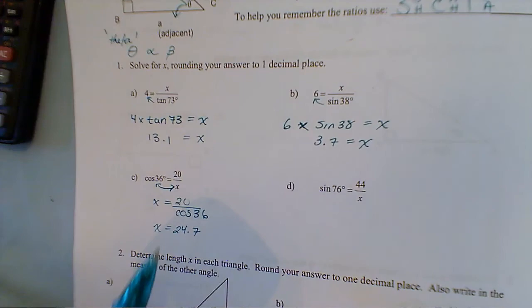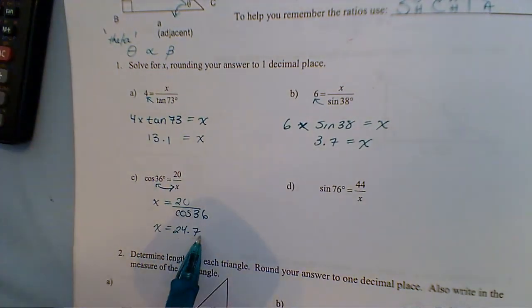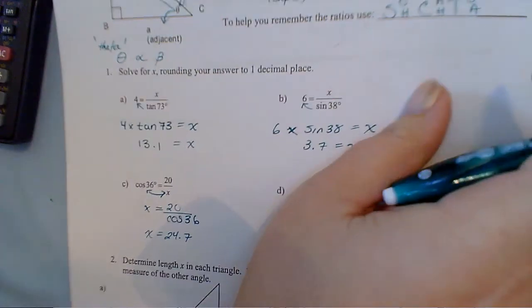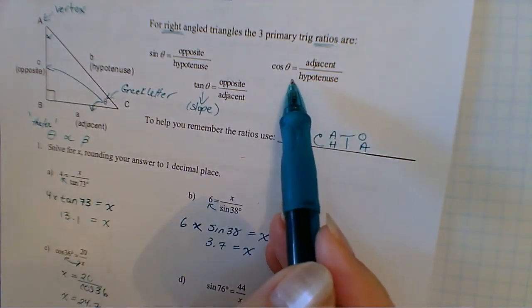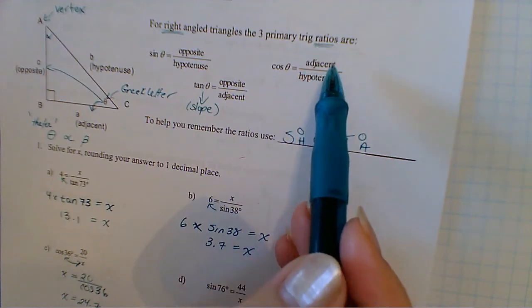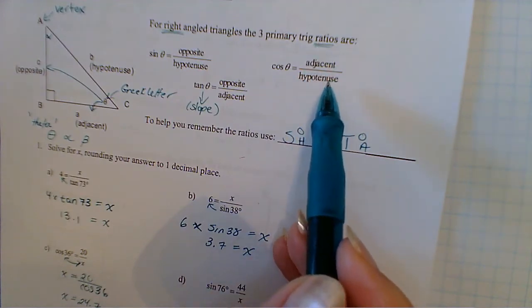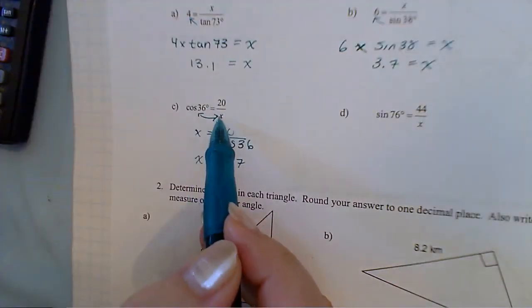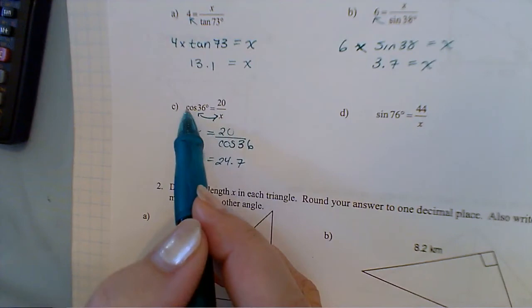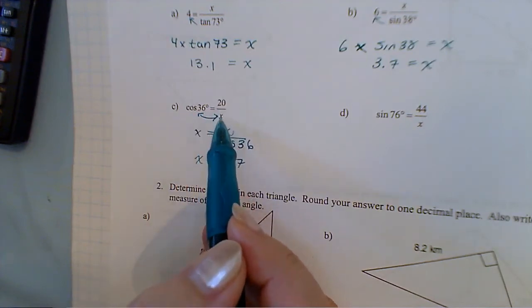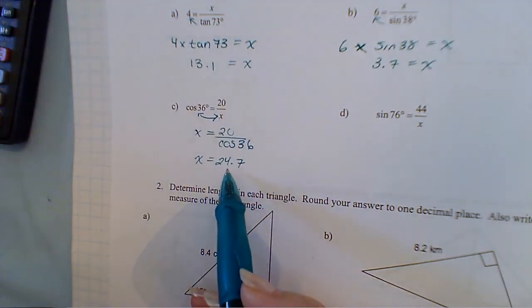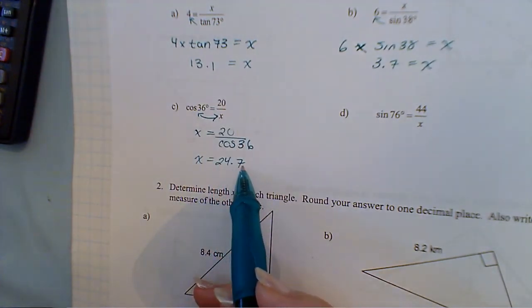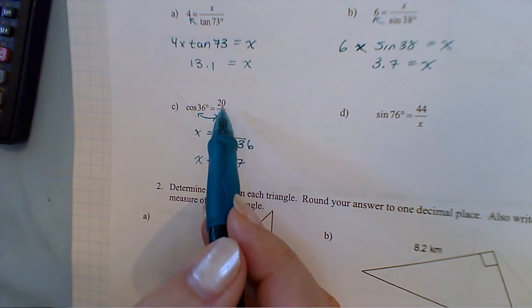Now I want us to think about this number, 24.7. Remember, cos, again, is adjacent over hypotenuse. So the hypotenuse is on the bottom and the adjacent is on top. Remember, the hypotenuse is the longest side of any triangle. So let's look at what we were solving for here, the bottom number. So cos 36 is 20 over some bottom number. The bottom number is the hypotenuse in that formula. The hypotenuse is supposed to be the biggest side. Notice how the 24.7 is bigger than the 20? Well, that should make sense.